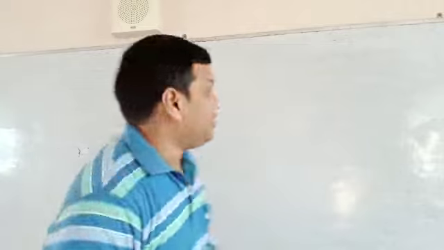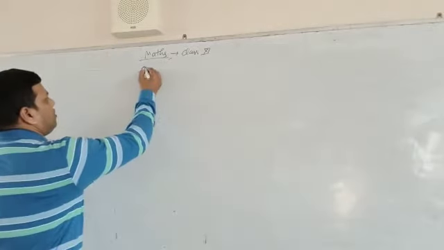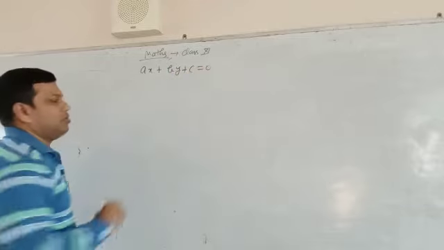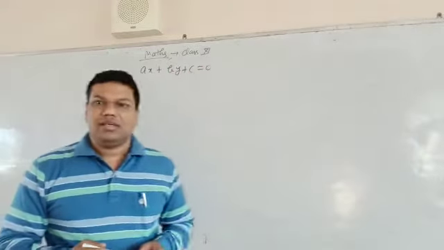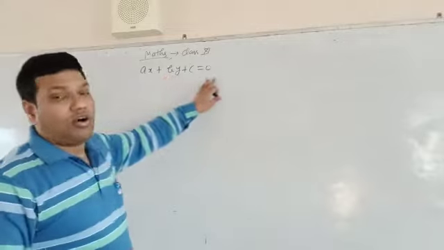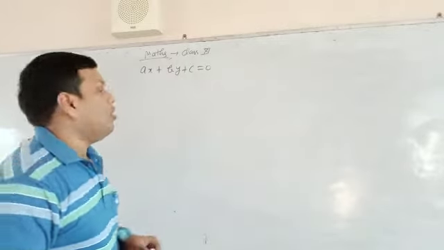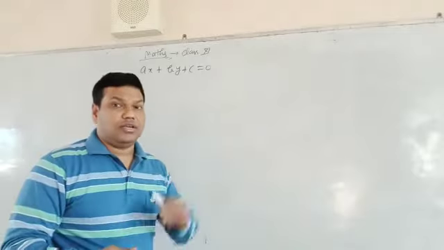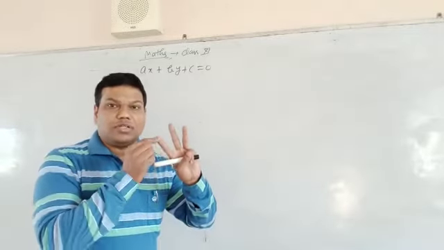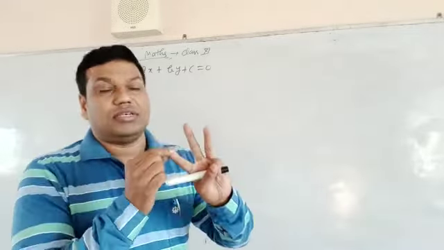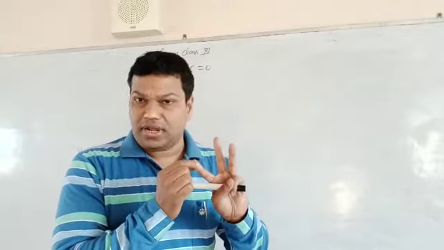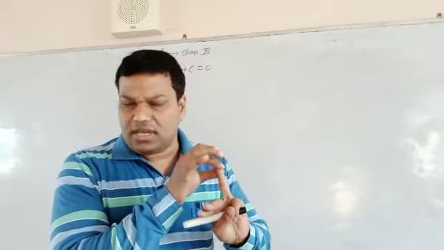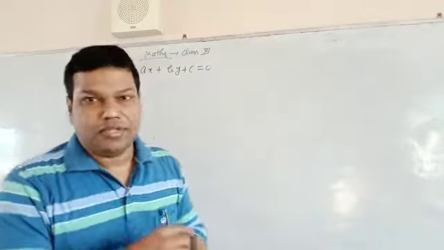So you can see it. If we have been given ax plus by plus c is equal to 0, an equation like that, this is called the general equation of a straight line. Then how do we change it into three special forms? The first one is the slope intercept form, the second one is the intercept form, and the third one is the normal form.